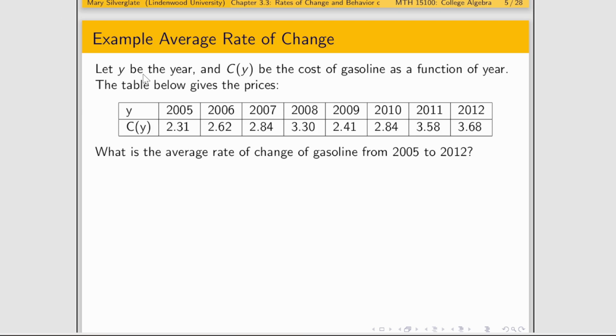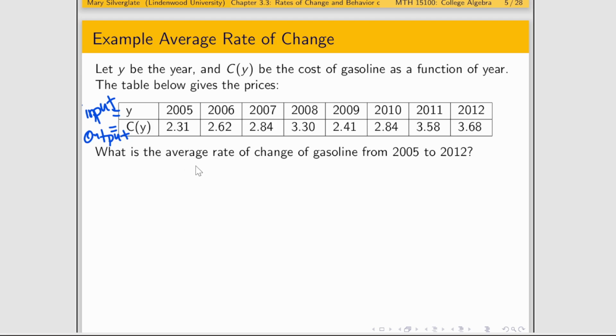So here we have y representing a year and c of y representing the cost of gasoline as a function of year. And we have a table of prices below. As you notice, there's not necessarily a clean mathematical formula to talk about how these prices are related to the year, because we're talking about messy real-world data. And even though it's called y, note that y is our input and c of y is our output.